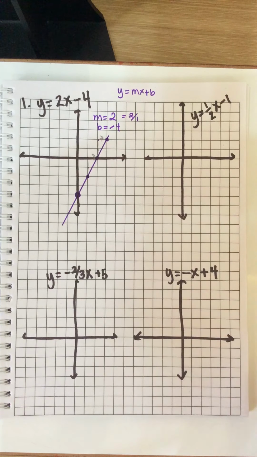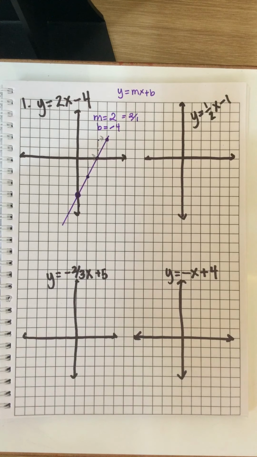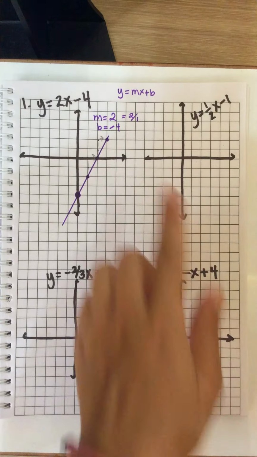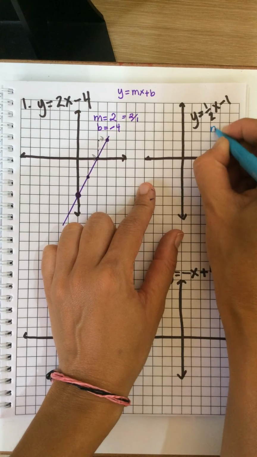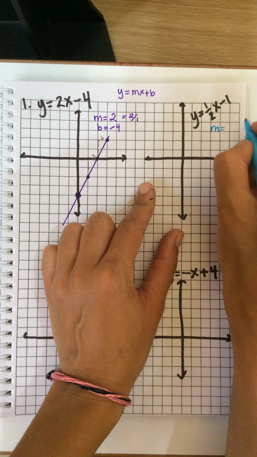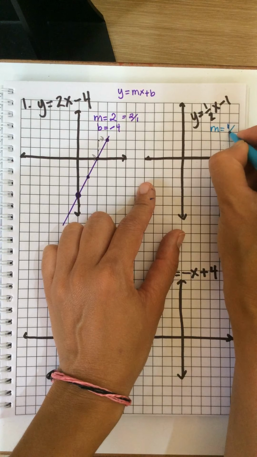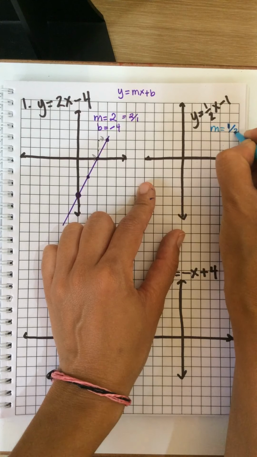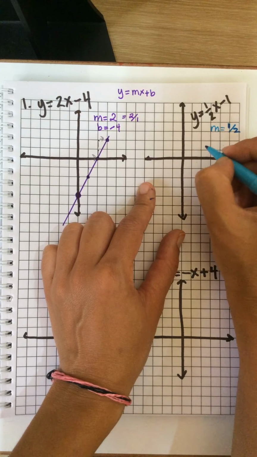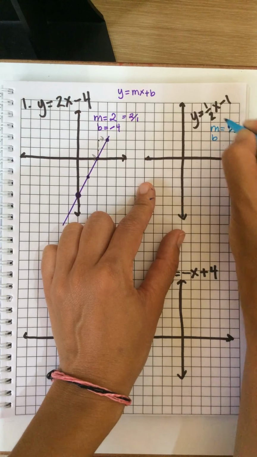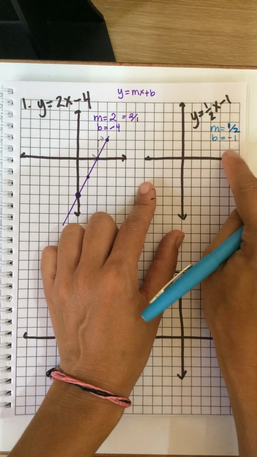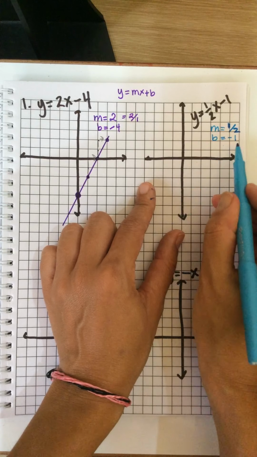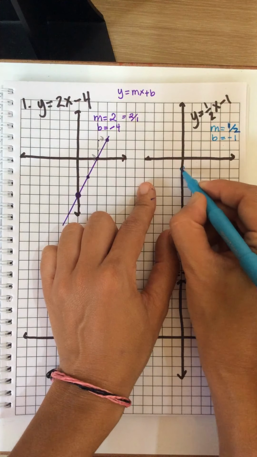So let's try this one. I'll work in a different color so we don't get mixed up. Let's do what we did here. What's our slope first? Well, our slope, m, is this number next to the x. It's 1/2. And my y-intercept, my b, is this ending number right here, which is minus 1. So remember, you always start with the y-intercept. So I'm coming to the y-axis, and I'm going to put a dot on minus 1.